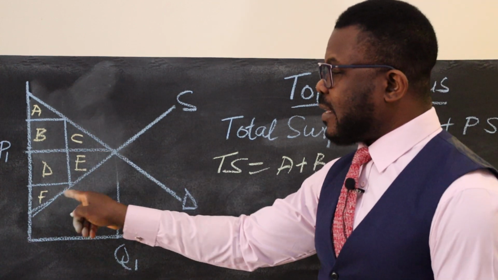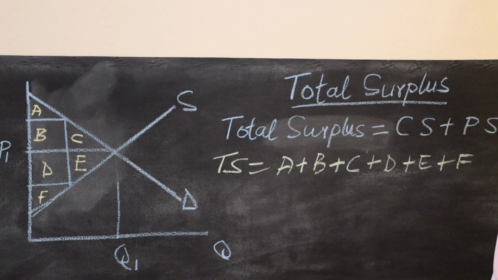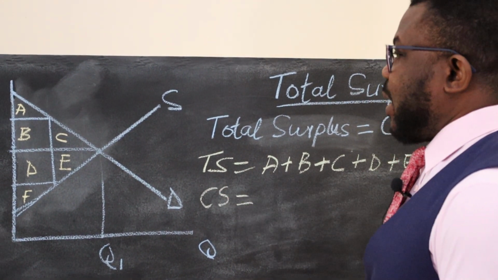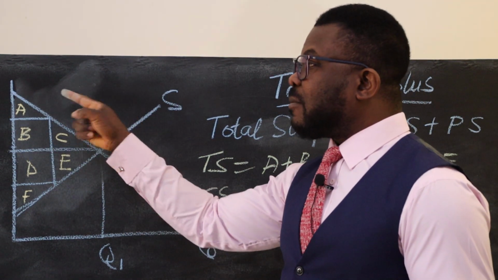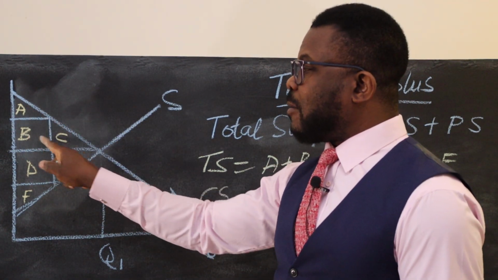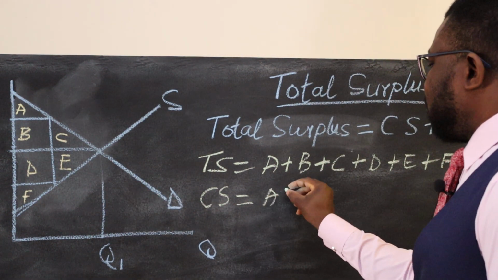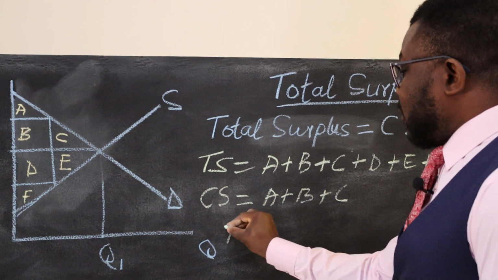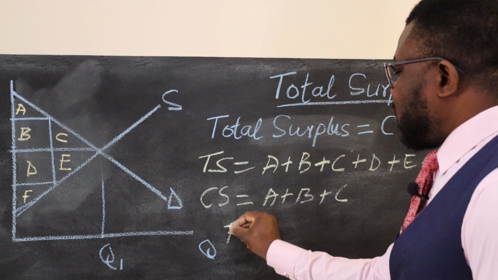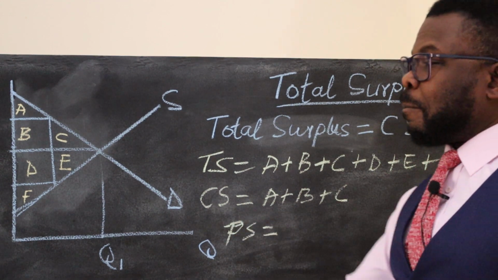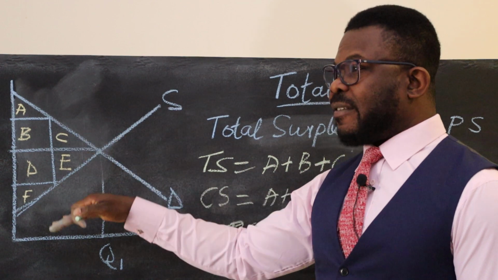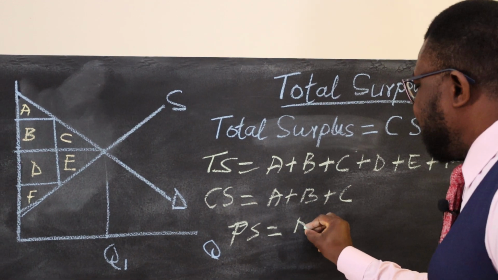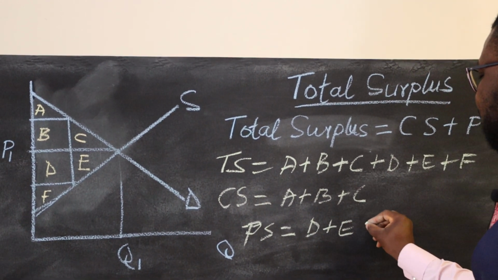You can see that all these letters here, that's what I have repeated here. But then what about the consumer surplus? Consumer surplus would therefore be the area above the price line and below the demand curve. So that would be A plus B plus C. And your producer surplus, PS, would be the area below the price line and above the supply curve. So that would in fact be D plus E plus F.